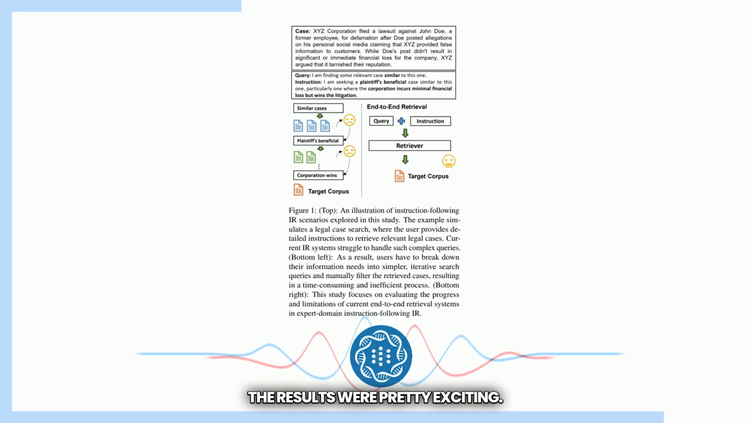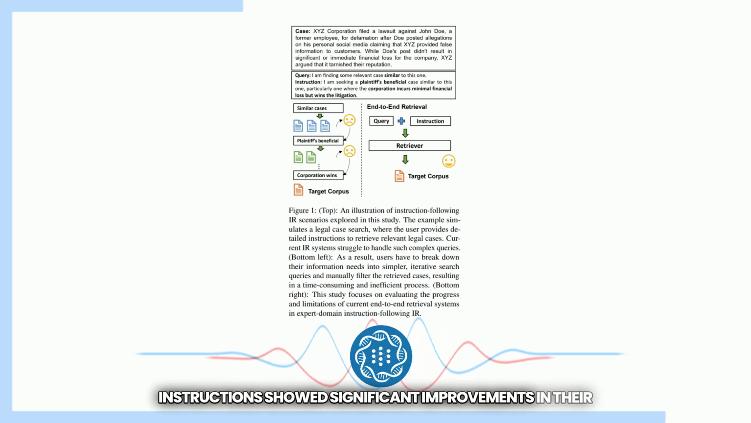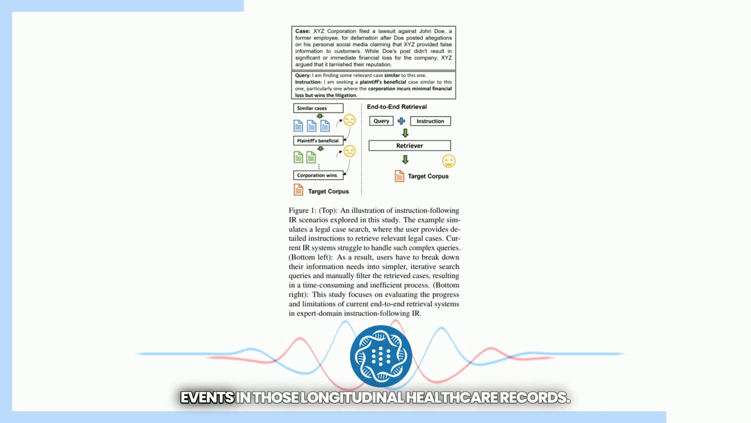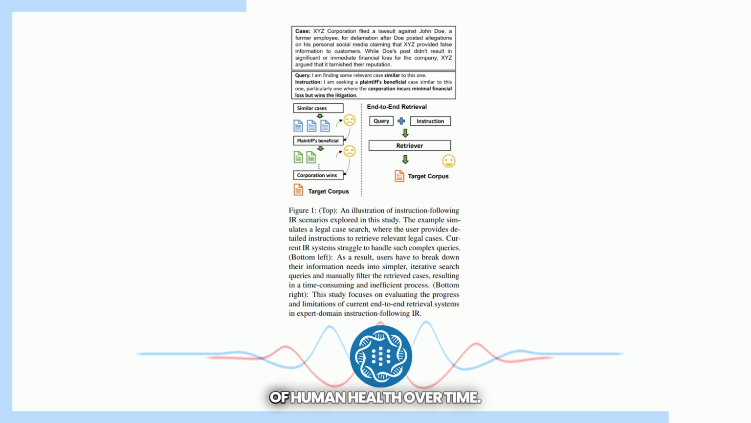The results were pretty exciting. The researchers found that models that were trained with those time-focused instructions showed significant improvements in their ability to understand the connections between events in those longitudinal healthcare records. It's a promising step towards building AI systems that can truly understand the complexities of human health over time.